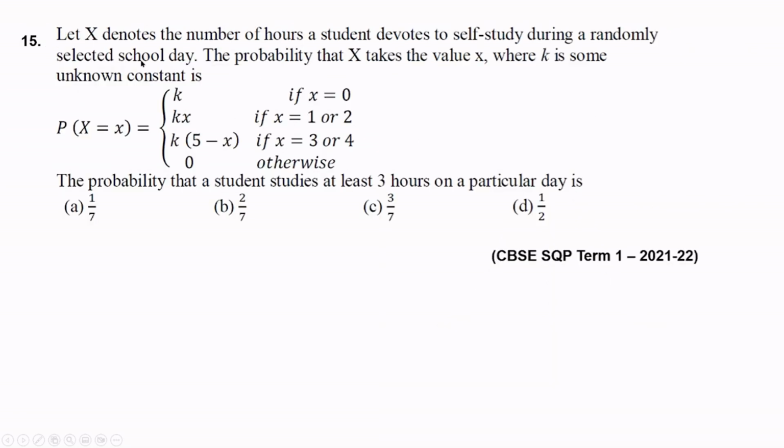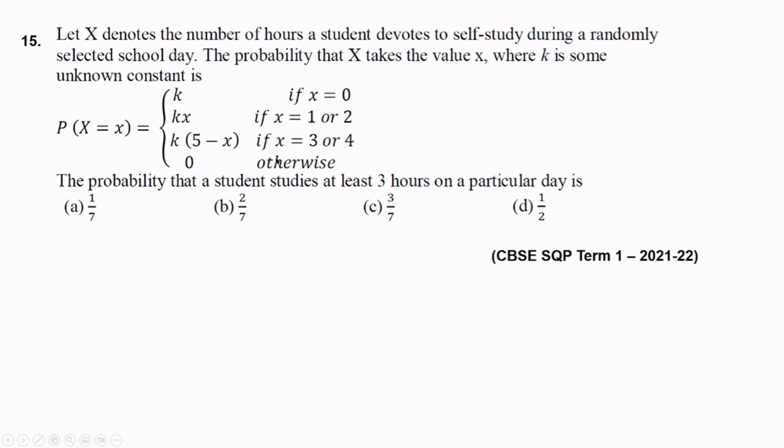Next question, let X denote the number of hours a student devotes to self-study during a randomly selected school day. The probability that X takes the value x, where k is some unknown constant, is: k when x is 0, kx if x is 1 or 2, k into (5 minus x) if x is 3 or 4, and 0 otherwise. We have to find the probability that the student studies at least 3 hours on a particular day.